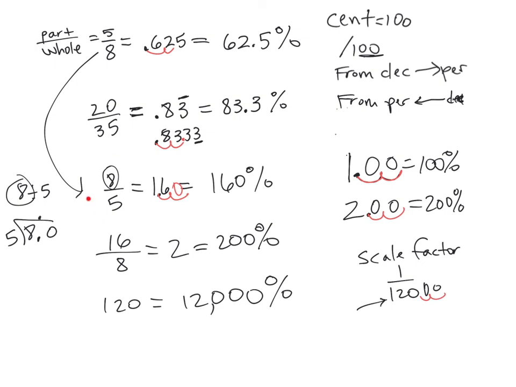And then if the part over the whole, the part is smaller, we're going to end up with a fraction that is less than 1. If the part is greater than the whole, then we're going to end up with something that is greater than 100%. 1.0 or 1 is 100%, 2 is 200%, 120 times bigger is 12,000%. Look for simple things like 16 divided by 8. Well, that is 2. We know that. So that is 200%. We could do that without even using our calculator if we remember to divide.